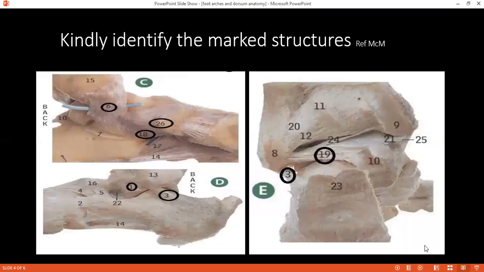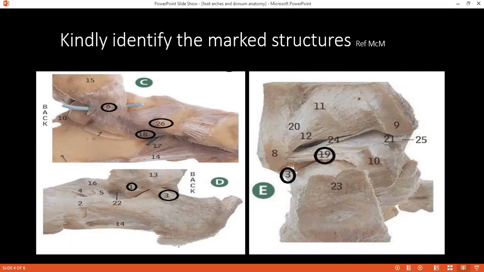Okay, all right. Can you please tell me what you understand by the mid-tarsal joint of Chopart? So the mid-tarsal joint is formed by the talonavicular joint and the calcaneocuboid joints. The talonavicular joint is the synovial ball and socket joint, and the calcaneocuboid is the synovial plane joint.